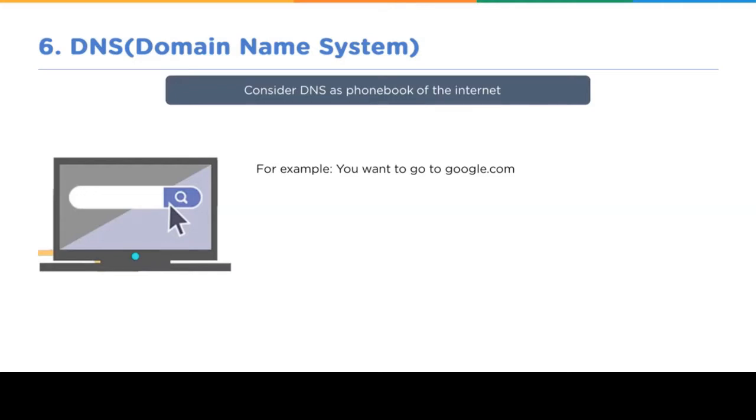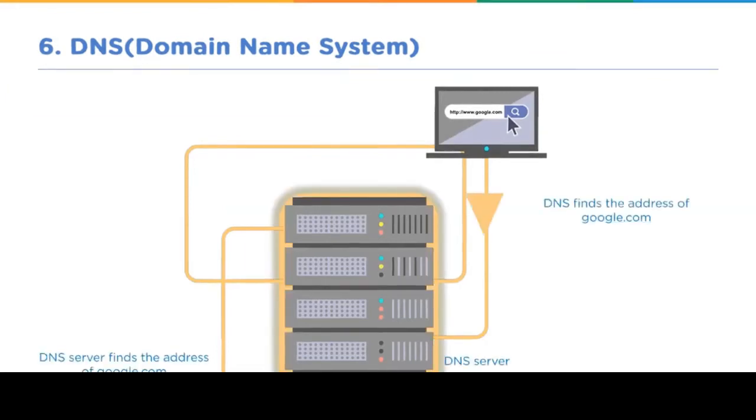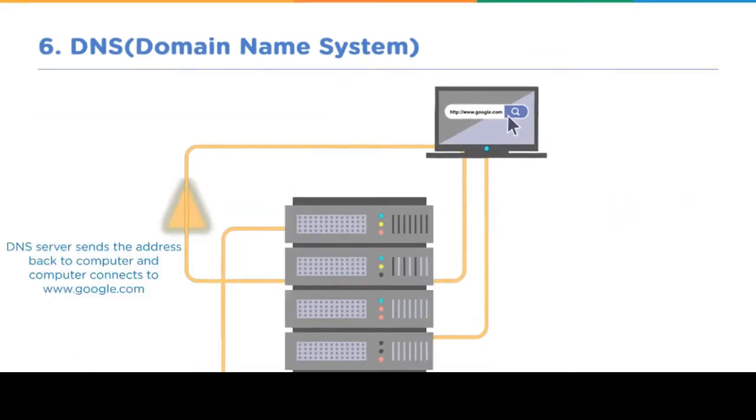For example, if you want to browse google.com, type google.com in the browser URL. This request goes to a DNS server. The DNS server finds the IP address of google.com and sends the IP address back to the computer, and the computer connects to google.com using the IP address. There are several attacks on the DNS system. A DNS poisoning attack is a type of cyber attack which involves spoofing DNS entries, which can result in a user being diverted from a legitimate server to a fraudulent one.